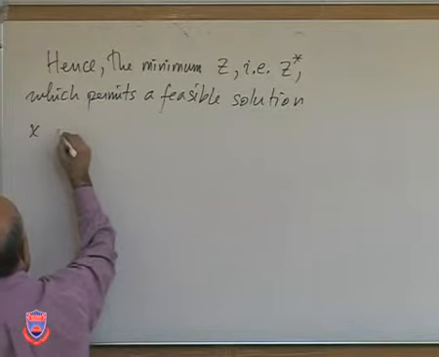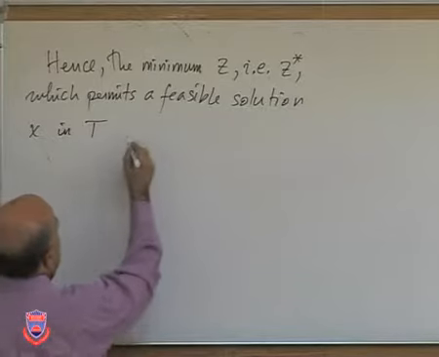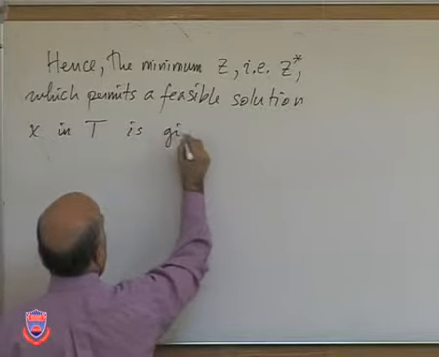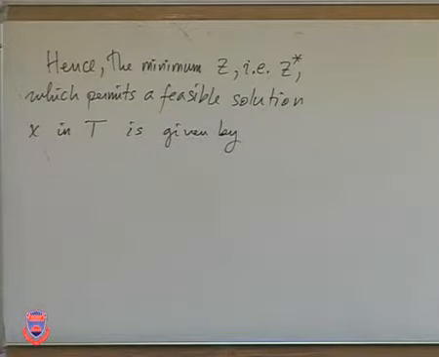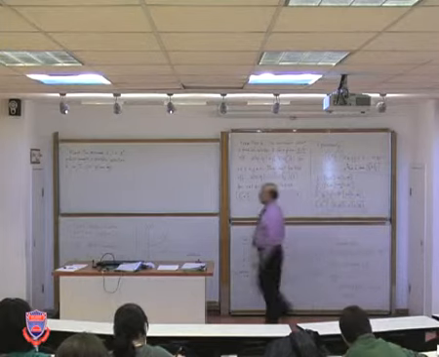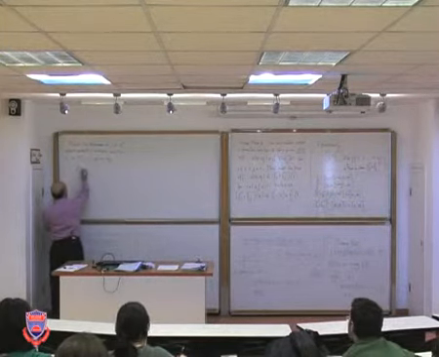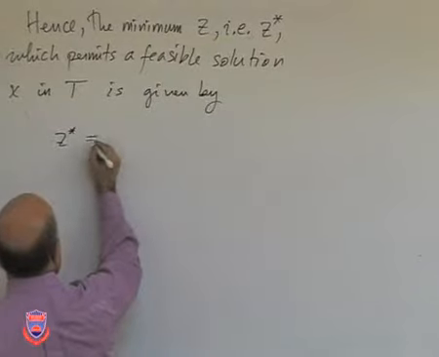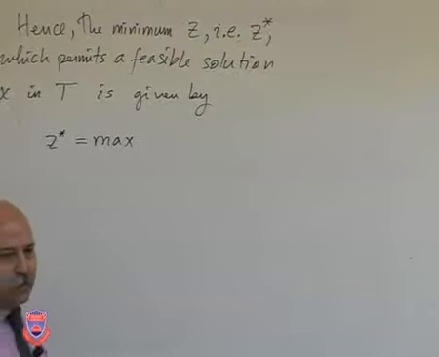x in the network, or in the tree network T, is given by, well, for feasibility, z must be greater or equal each of these terms. So the smallest z is how much? It's the maximum of those terms, because it should be greater or equal each of those.